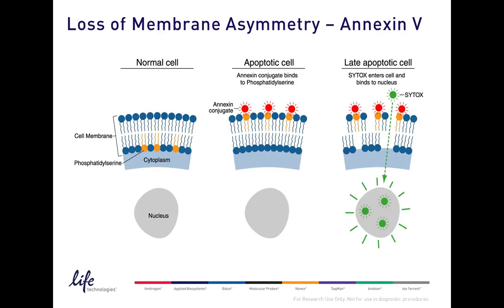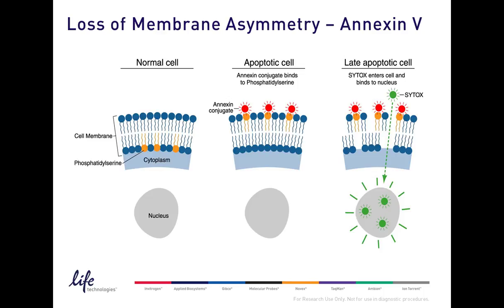So one of the first assays and the first points of apoptosis is this loss of membrane asymmetry. Normally in the cell, phosphatidylserine is on the cytoplasmic face of the lipid bilayer that is the plasma membrane. In an apoptotic cell, this lipid bilayer will flip, externalizing phosphatidylserine. Now, annexins will bind to phosphatidylserine, and if you label those annexins with a fluorescent conjugate, you can detect them using flow cytometry.